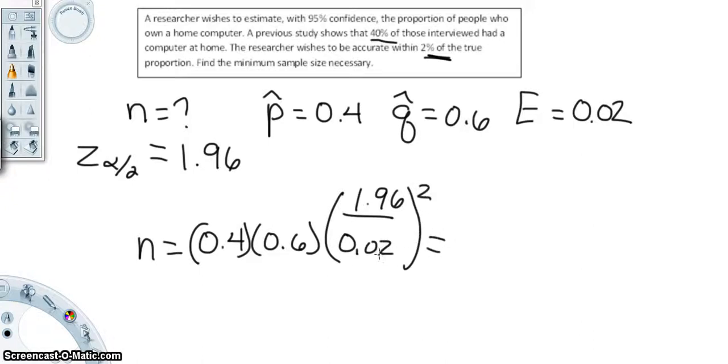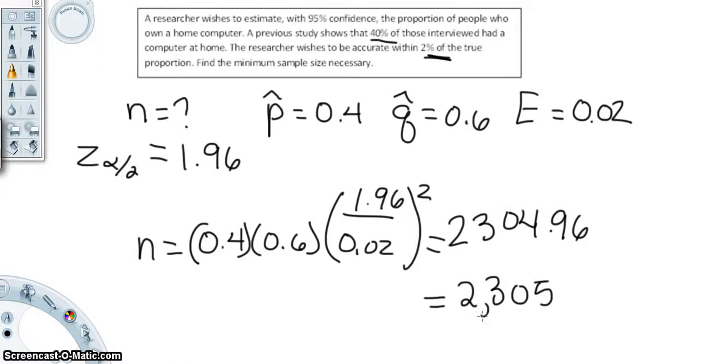We put this into a calculator and we find out that we get 2,304.96, which we round up to be 2,305 people. So the sample size he needs to get is 2,305 people, so that he can accurately estimate how many people are going to own a home computer when we look at the population proportion.